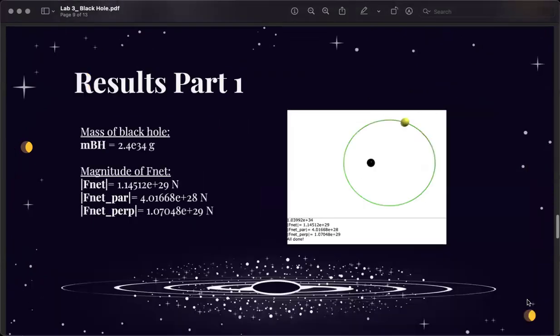So to find the results of the first one, you can see that it gives you a 3D diagram, and the mass of the black hole is going to be 2.4e34. And then the magnitude of everything is also in there. So F net parallel, and then F net perpendicular are also right there as well.